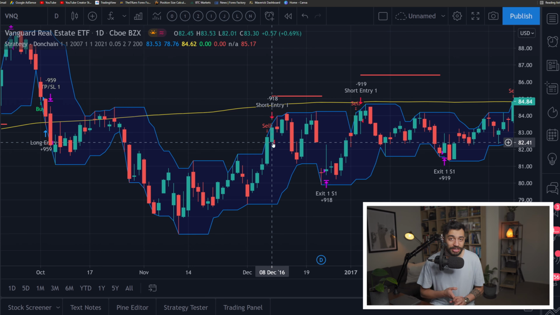And then the third condition is the new condition that we added in. So before, we are only looking for trades where the Donchian channel was either flat or in an uptrend.